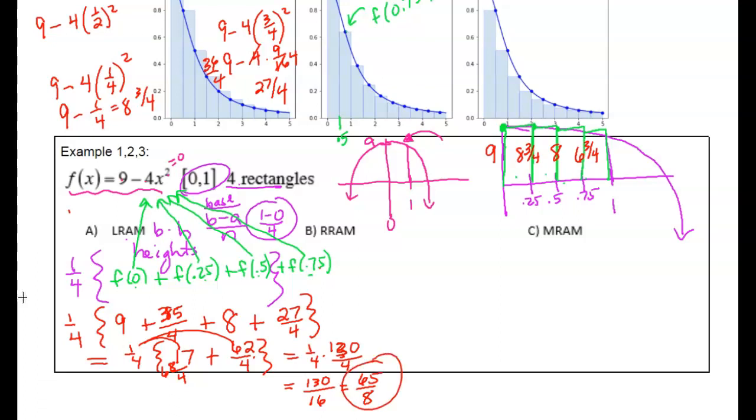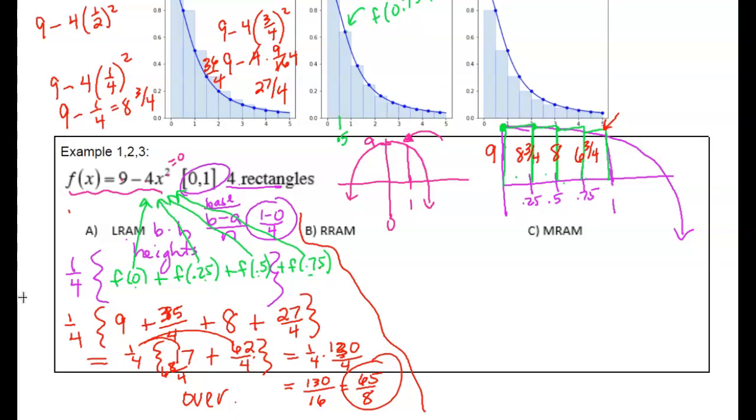Now, if I asked, because these rectangles go over, and it's really easiest to see on the last one, this would be an overestimate, okay? They don't ask, but just in case. All right, on to RRAM.